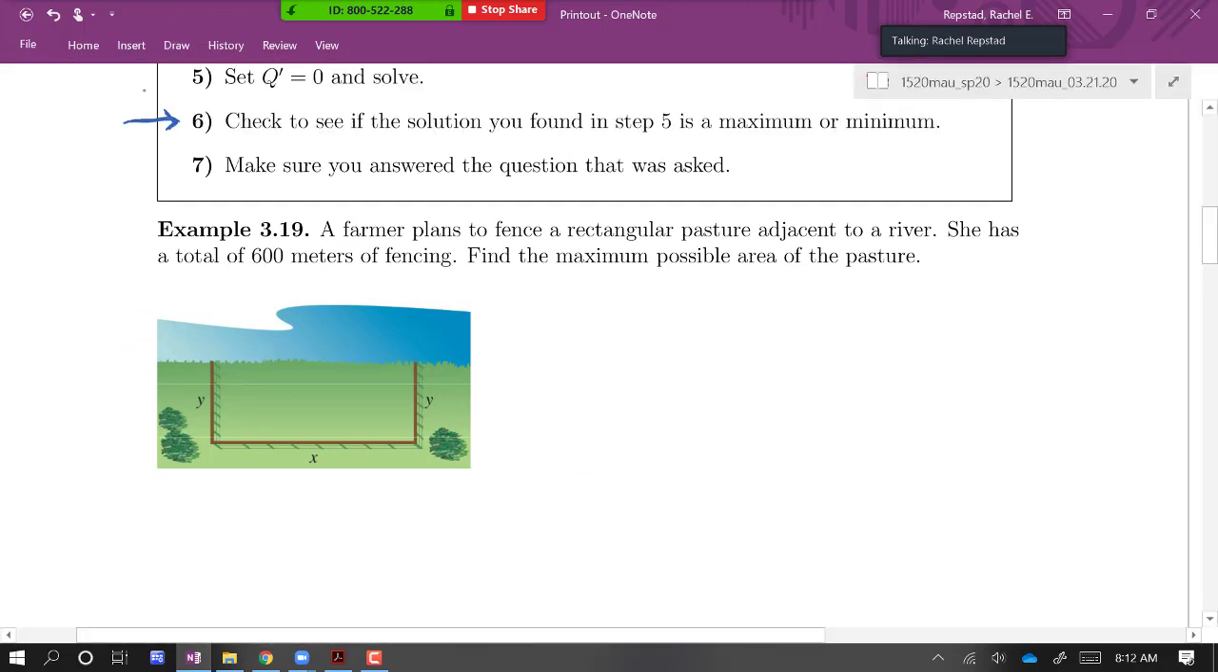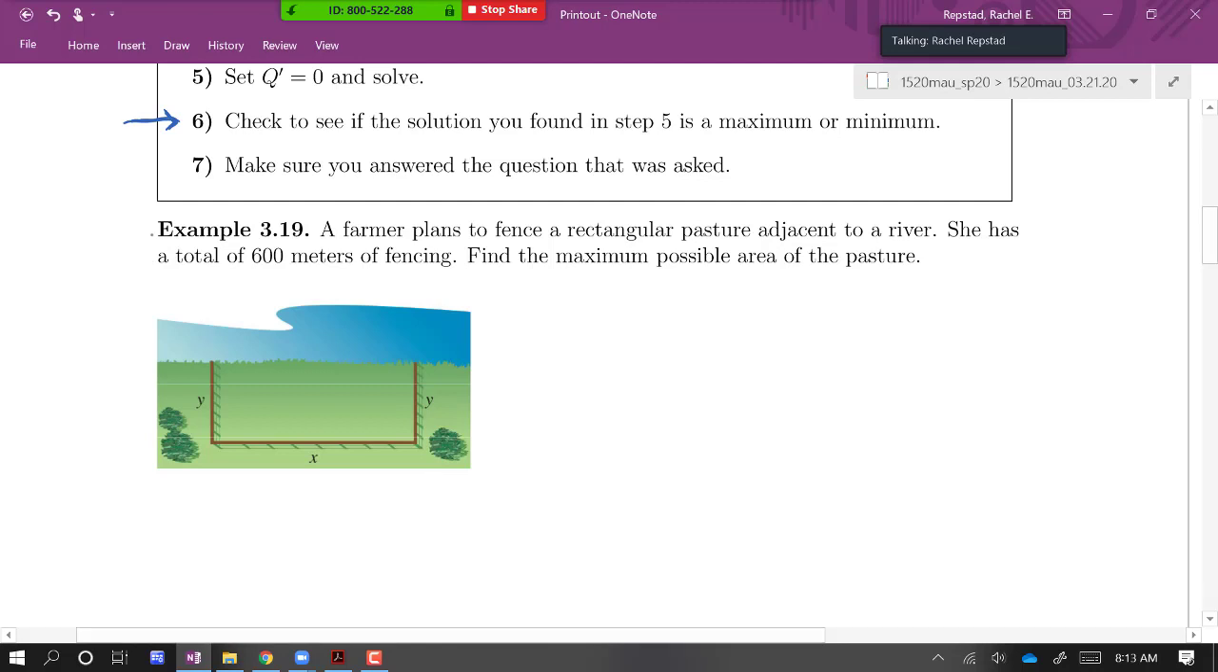So in this example, a farmer plans to fence a rectangular pasture adjacent to a river. So she's using the river as one side of this pasture. And then she's got a total of 600 meters of fencing. We want to find the maximum possible area of the pasture.